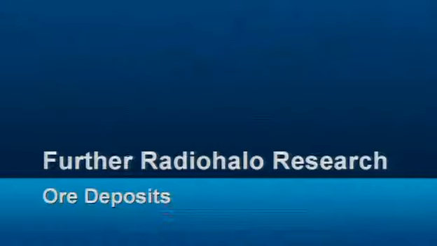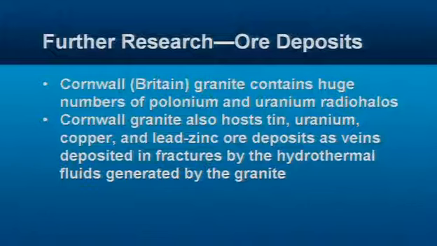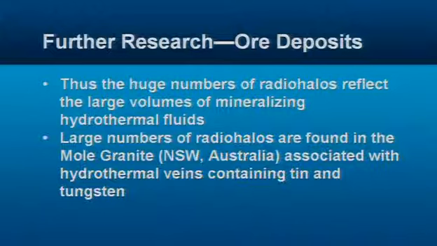It came from a granite that has ore deposits associated with it. Cornwall in England contains, the granite there contains huge numbers of polonium and uranium radiohalos. That granite also hosts veins of tin, uranium, copper, lead, zinc that formed in fractures as a result of hot water flowing through to deposit the metals. More water, more halos. So the huge number of halos reflect the large volumes of mineralising fluids. Similarly, in a granite I'm studying in eastern Australia, it has associated with it hydrothermal veins, formed from hot water, containing tin and tungsten, and large numbers of radiohalos.